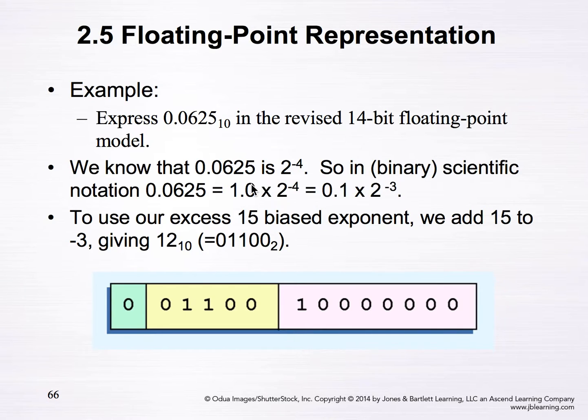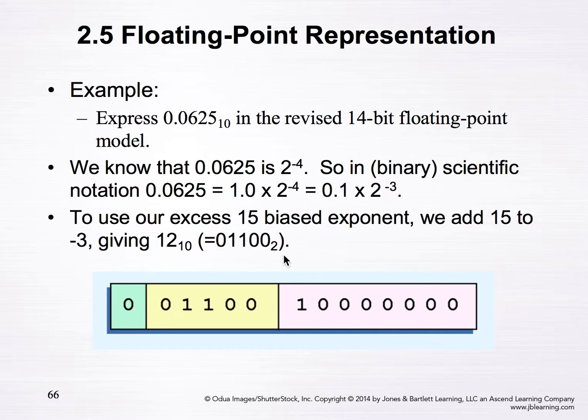So basically we put 0.0625 as 1.0 times 2 power negative 4. To transform into the normalization form, we move the binary point 1 spot, and we get 0.1, and then we have 2 times 2 power negative 4, so that we get 2 power negative 3.